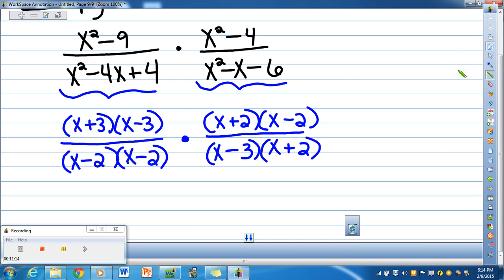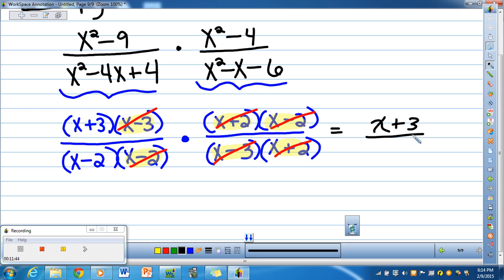Now let's look for common factors on the top and bottom. Right away, I see that we have an x minus 3, so we are going to cancel that. I also see that we have an x plus 2, so that goes away. And we also have an x minus 2. Altogether, we are left with only x plus 3 over x minus 2.